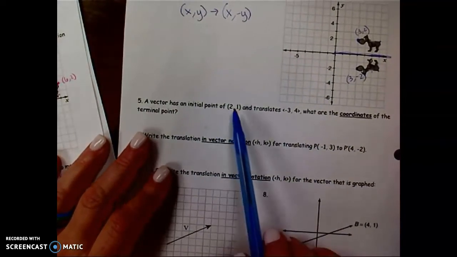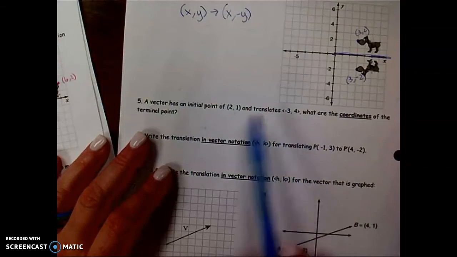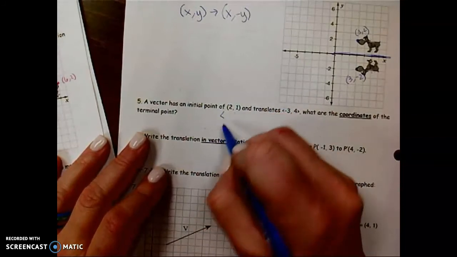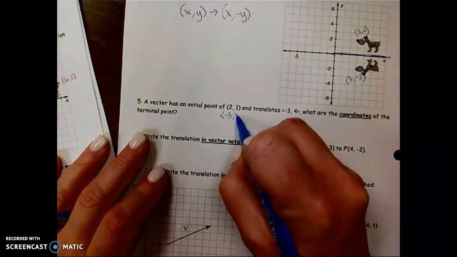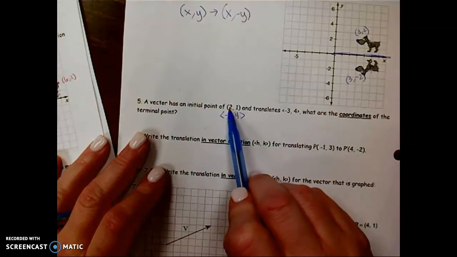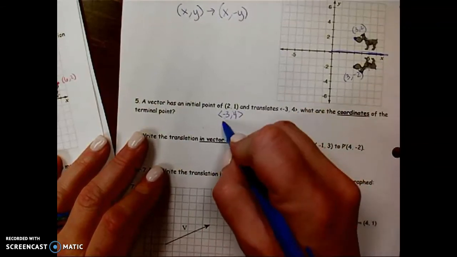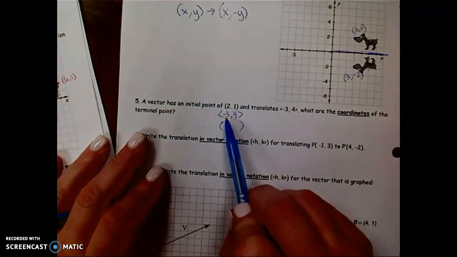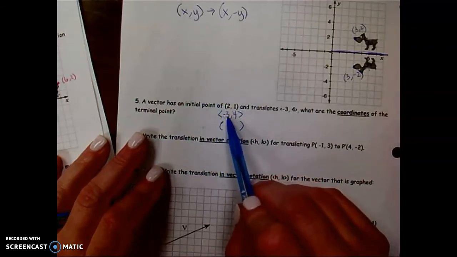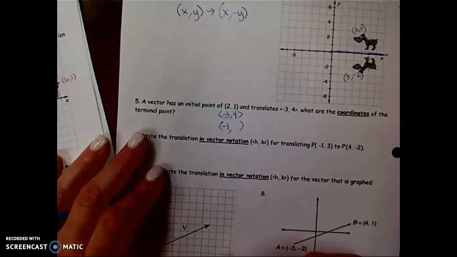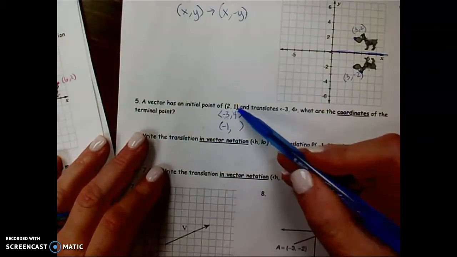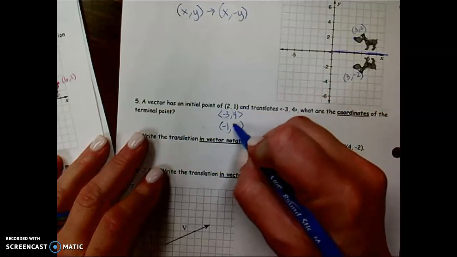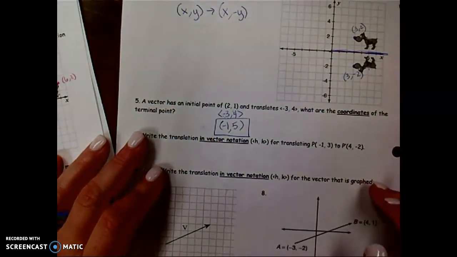Number 5, we're given the initial point and the translation vector. We want the coordinates of the terminal point. So remember, if you write this translation vector right underneath your initial point, that tells you the math to do to the x-coordinate and to the y-coordinate to get your terminal point. So since we started at 2 and we're going left 3 units, that's what the -3 means. 2 minus 3 would give me my new x-coordinate of -1. We were at a y of 1. We translated up 4 units, so 1 plus 4 gives me 5 as the y-coordinate of my new point.